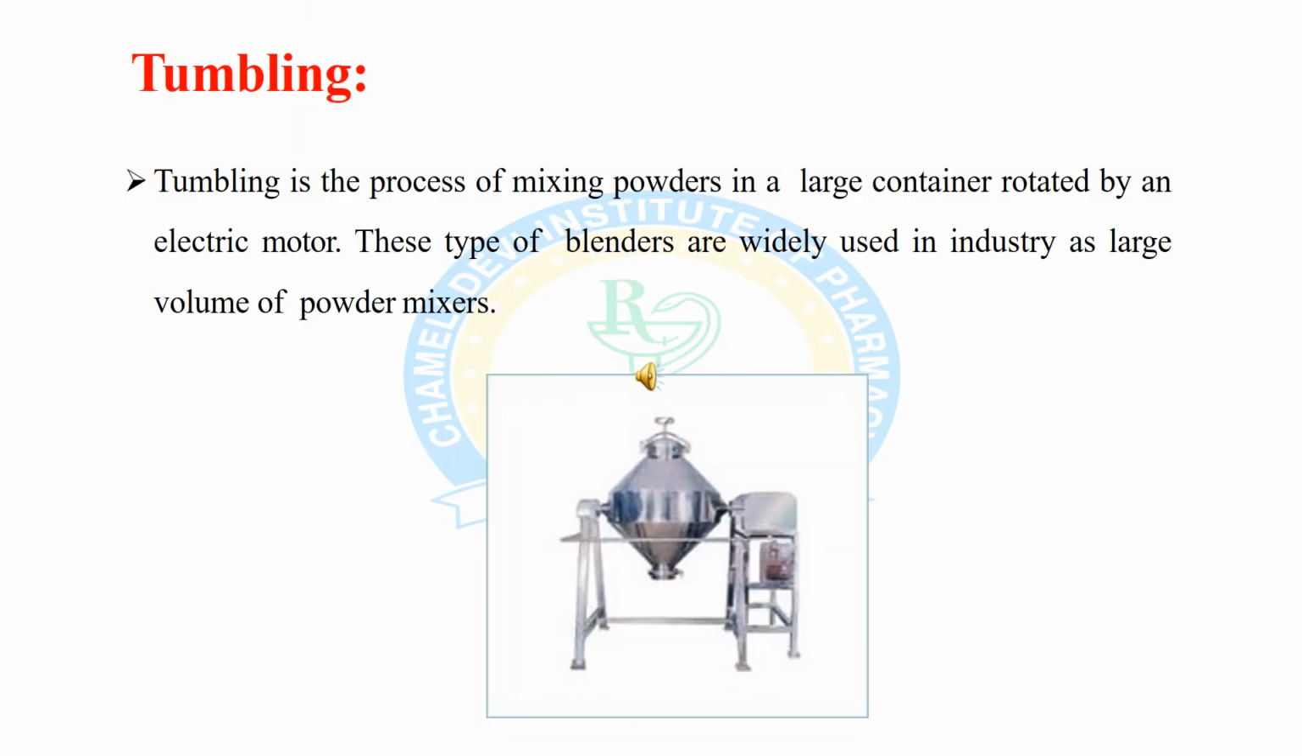And the last method is tumbling. Tumbling is the process of mixing powders in a large container, and the tumbling machine is rotated by an electric motor. This type of blender is widely used in industry for large volumes of powder mixture. In tumbling, blades are used to mix the powder, and this method is used on an industrial scale for a large quantity of powder.